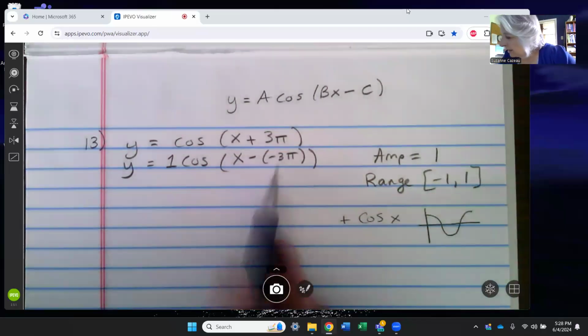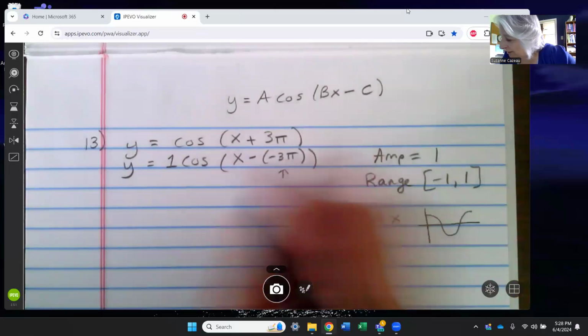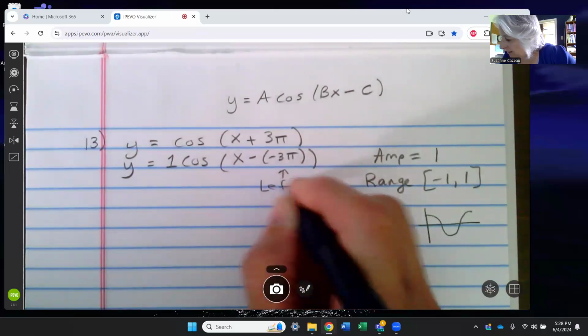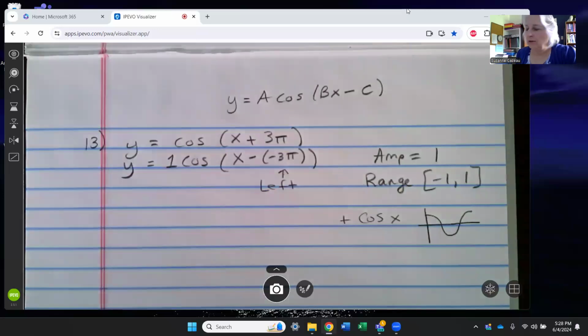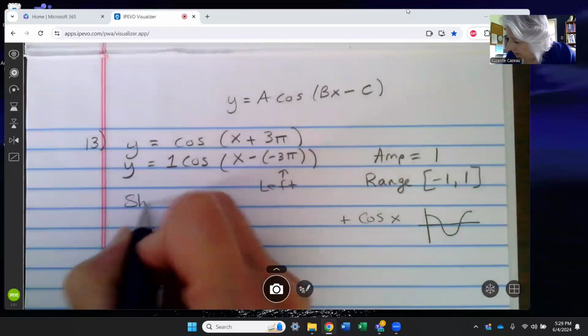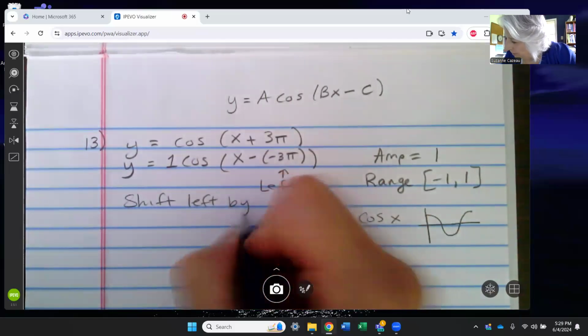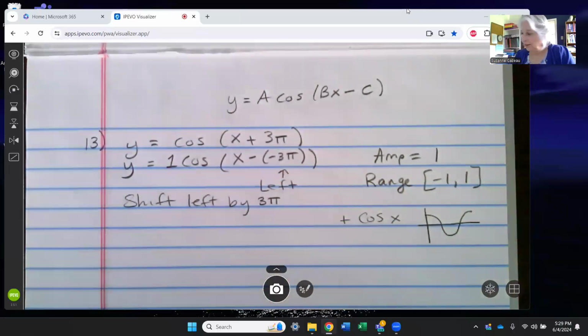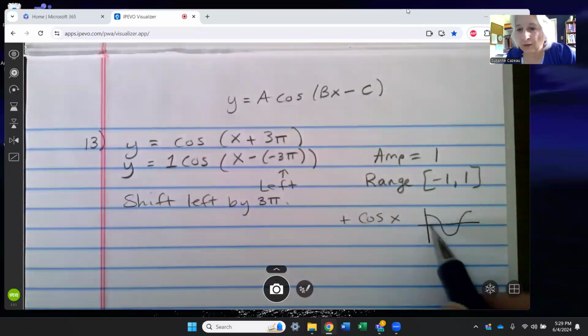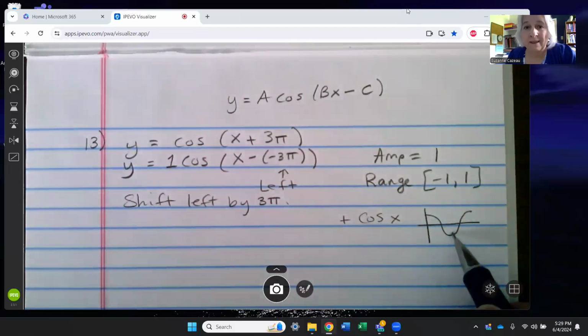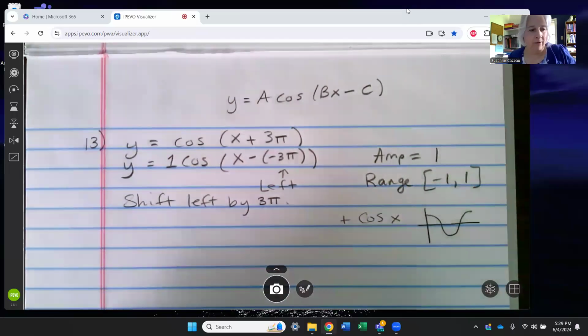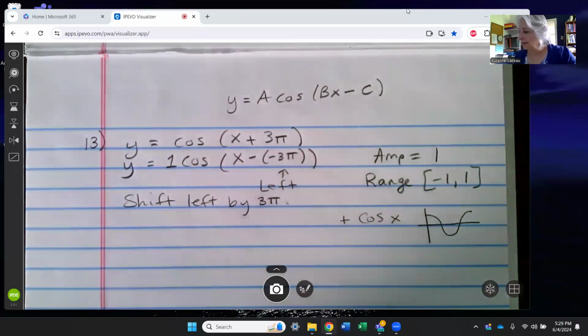And what's happening is this is going to get us a left shift, right? We're going to shift the graph to the left by 3 pi. That's what we're doing. So really what that means is all you got to do is you take your quarter points on the cosine and subtract 3 pi from all of them, from all the x's. That's all you got to do. All right.